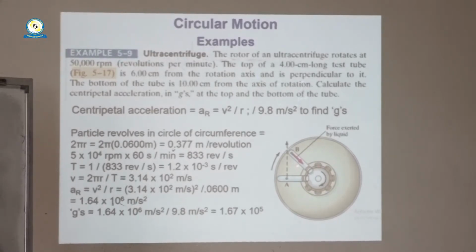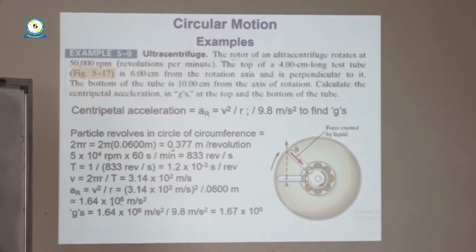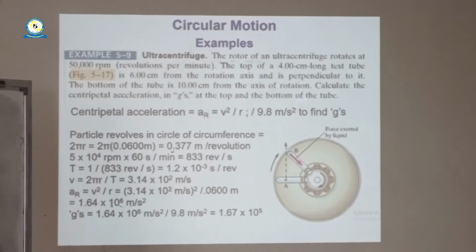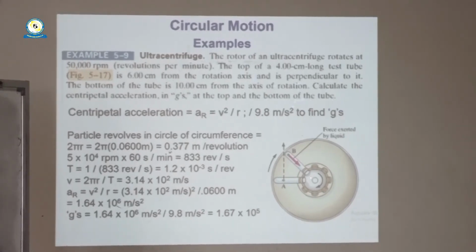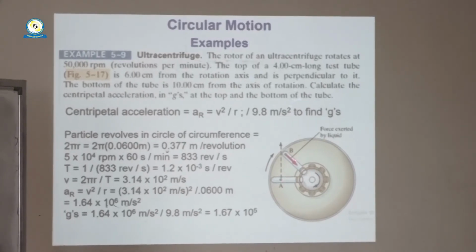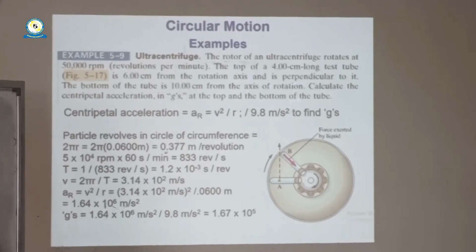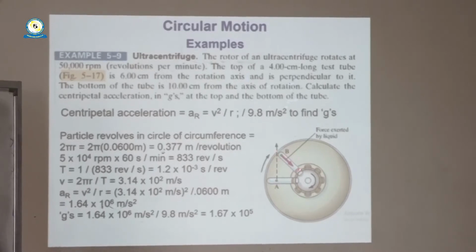Centrifuges are objects or devices used in laboratories, in medical labs. These ones are like this one and this one. These are test tubes. You keep a sample of blood.